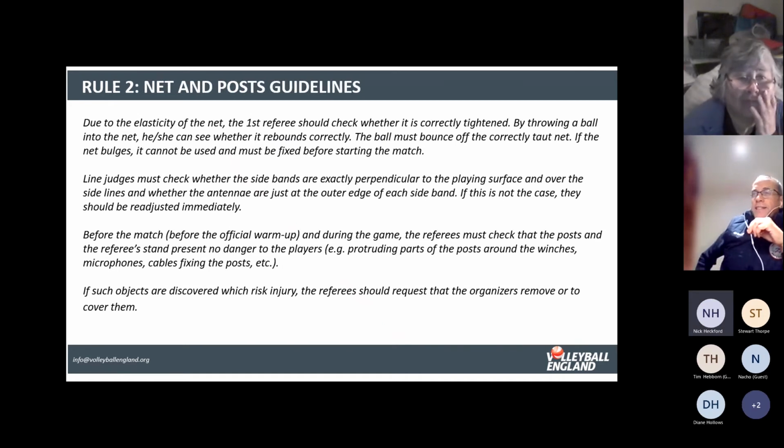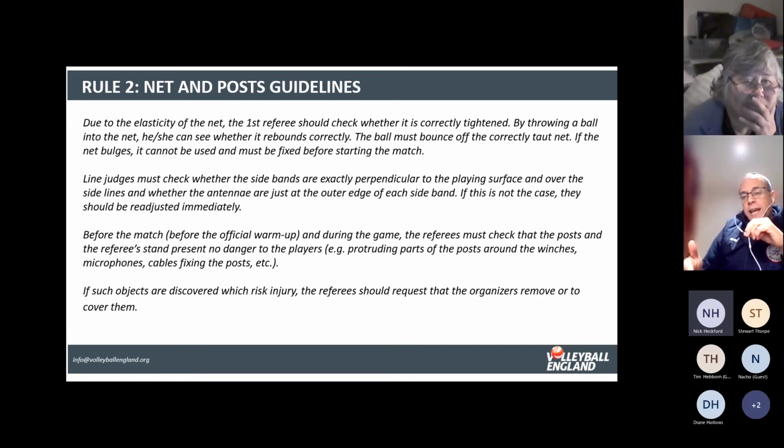So what do the guidelines say about this? Well, the guidelines say that due to the elasticity of the net, the first referee should check that it's correctly tightened, and you should go along and throw a ball into the net before the match just to see how baggy or how much elasticity there is in the net. In general, the ball should rebound out of the net to allow a player to recover it. It shouldn't hit the net and drop vertically down so that it drops into the opponent court, because then that suggests the net is not tightened enough. It needs to drop on the same side as the ball went into it.